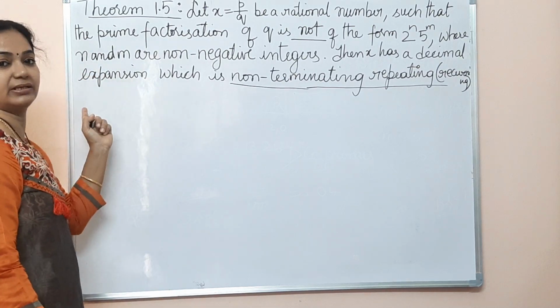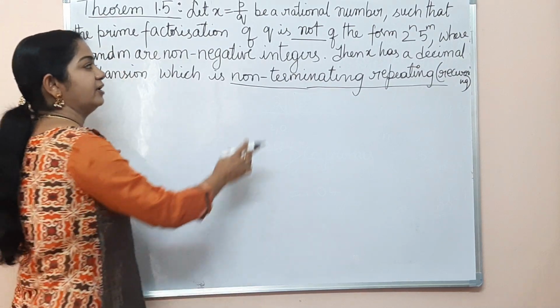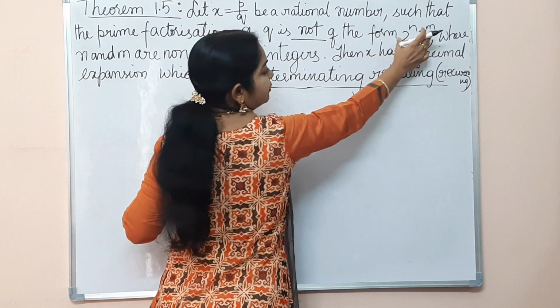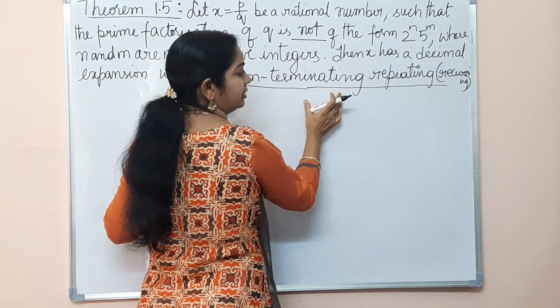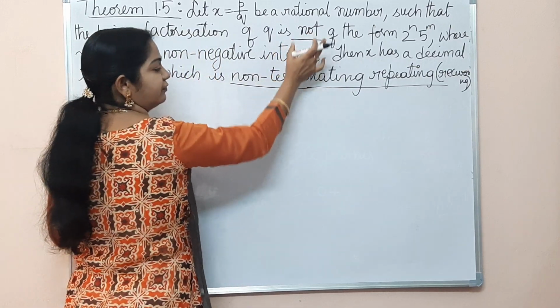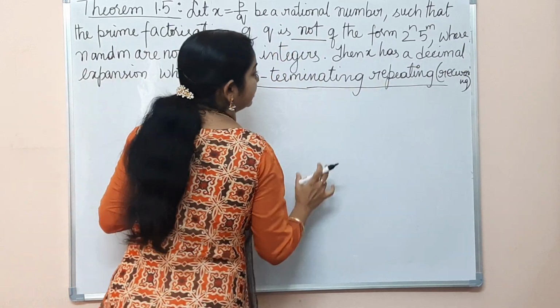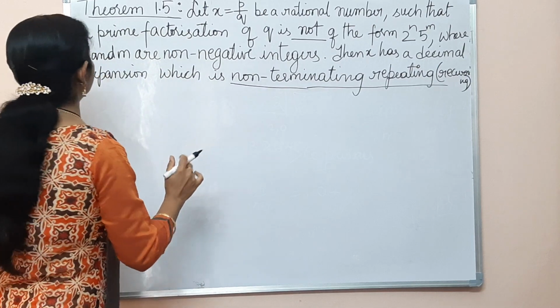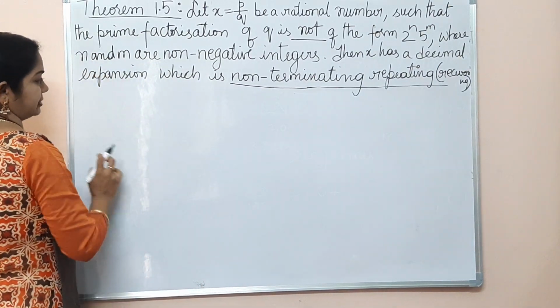In the previous theorem, 1.4, we have q in the form of 2 to the power of n times 5 to the power of m, and then we got a terminating decimal. Now it is not in that form, so we will get non-terminating repeating. For this you need to understand, so take one example.